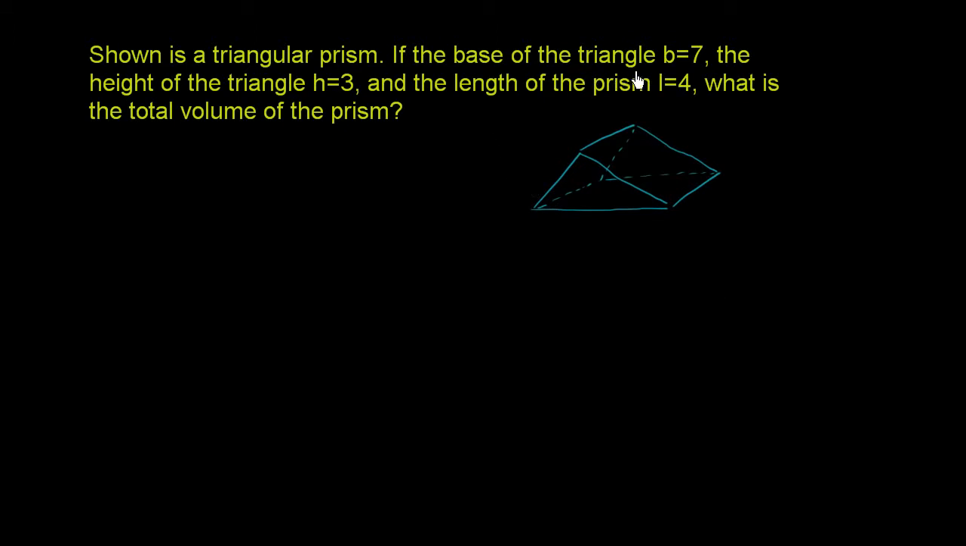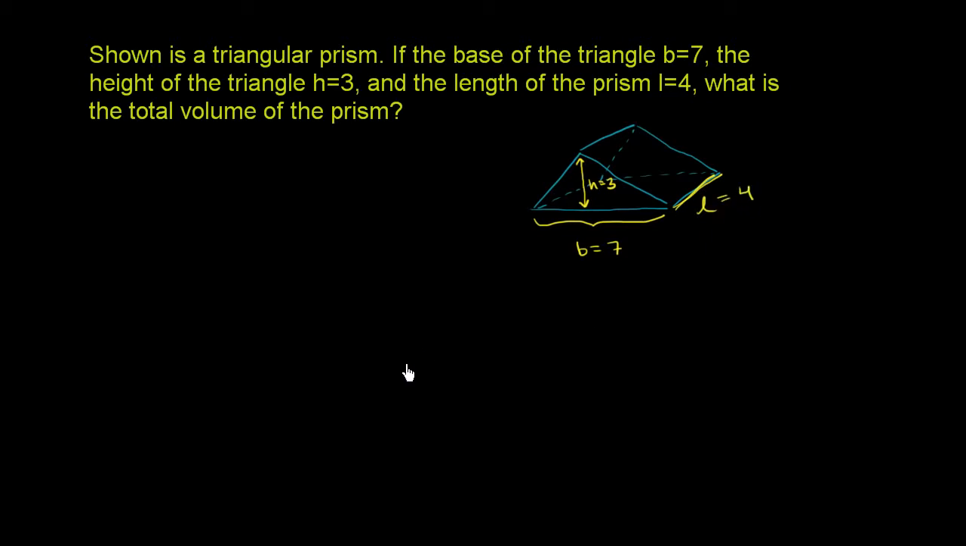If the base of the triangle B is equal to 7, the height of the triangle H is equal to 3, and the length of the prism L is equal to 4, what is the total volume of the prism? So they're saying that the base is equal to 7. The height of the triangle is equal to 3, so this distance right over here, h is equal to 3. And the length of the prism is equal to 4. So I'm assuming it's this dimension over here. So length is equal to 4.